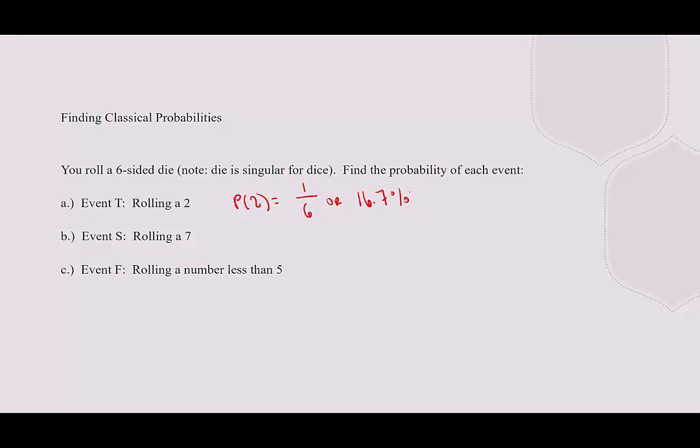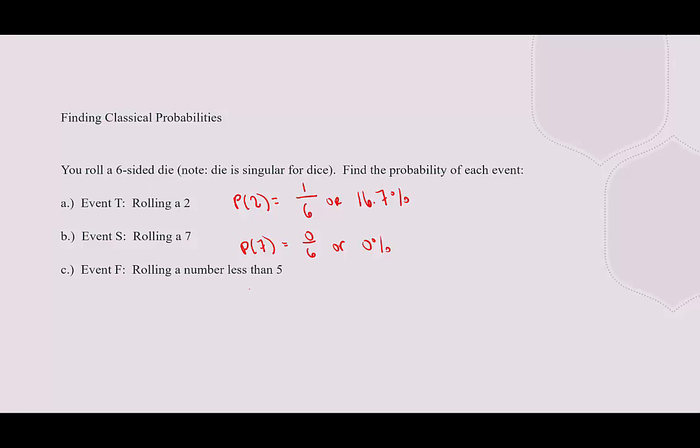Event S is rolling a 7 on a 6-sided die. Well, if you think very carefully, you might know there is no 7 on a 6-sided die. That's impossible. There's no favorable outcomes out of the 6, and there is a 0% chance you're going to roll a 7. Or there's event F, rolling a number less than 5.